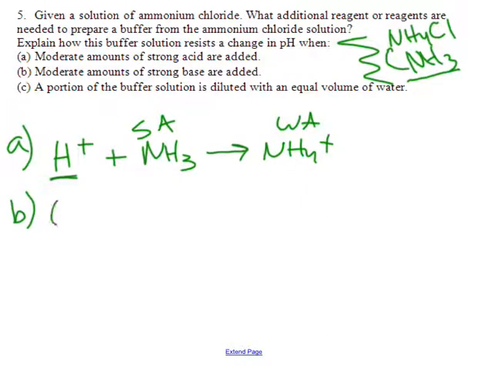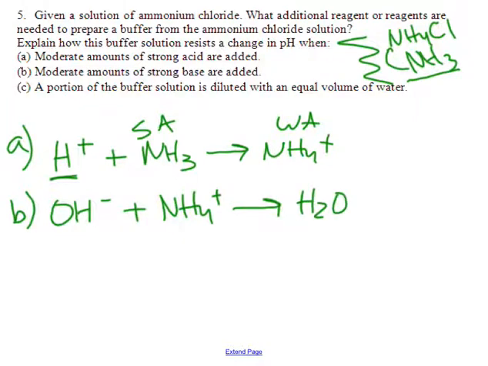Moderate amounts of strong base are added. What would that react with? The NH4+, and we would make water and ammonia. So we took a strong base and converted it to a weak base. And that's going to help keep the pH down. Strong acid is hydrogen.